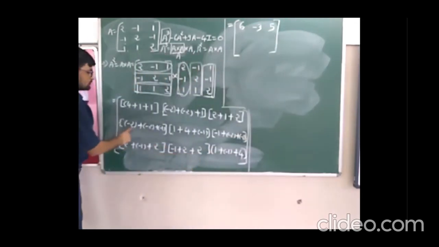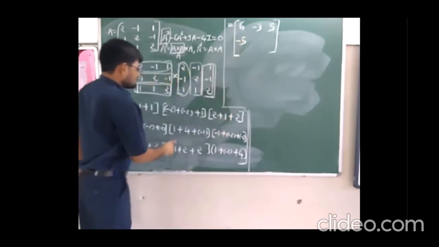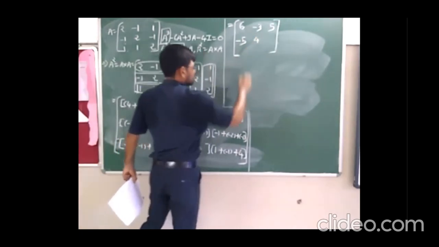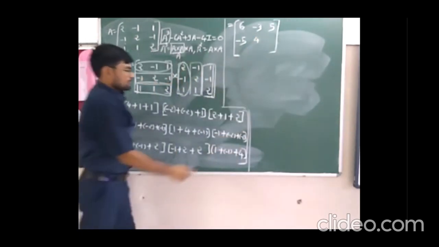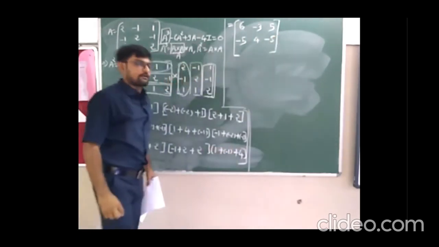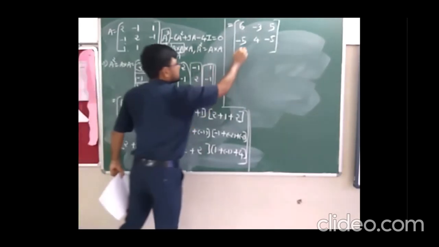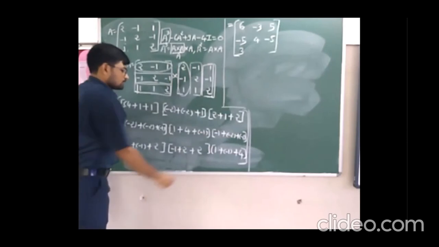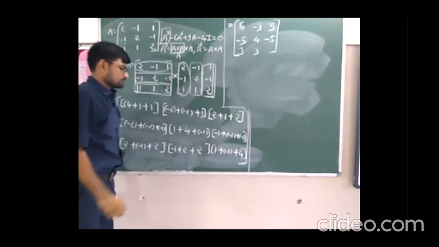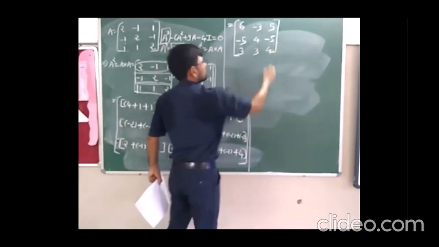Here, minus 2 minus 2 minus 1, minus 5. 1 plus 4, 5, 5 minus 1, 4. Minus 1 minus 2 minus 2, minus 5. 2 plus 2, 4, 4 minus 1, 3. 2 plus 2, 4, 4 minus 1, 3. 4 plus 1, 5, 5 minus 1, 4.